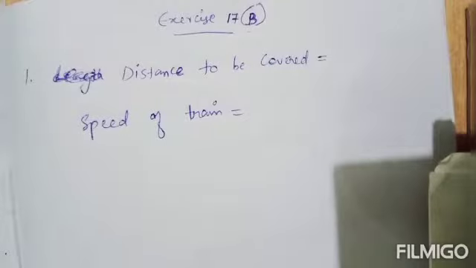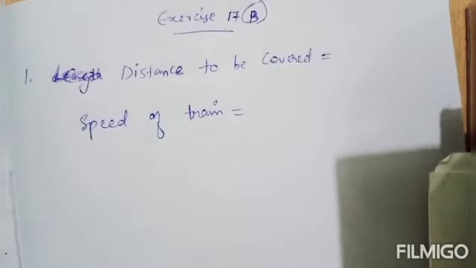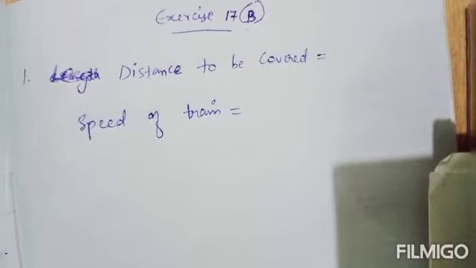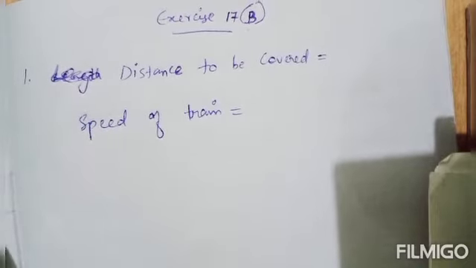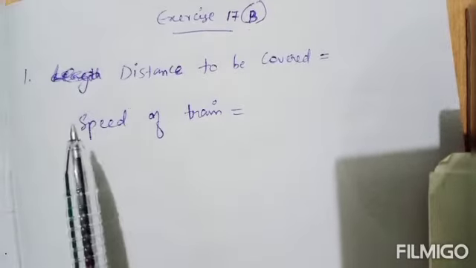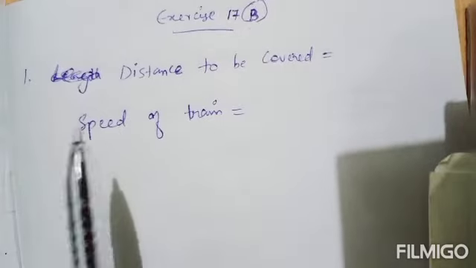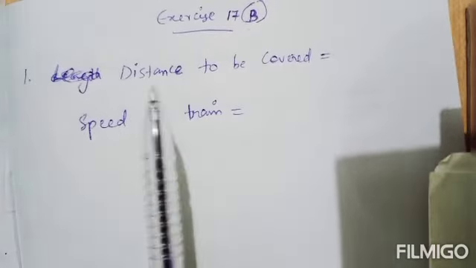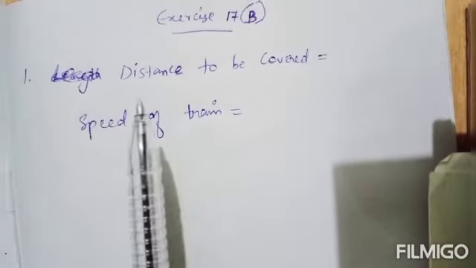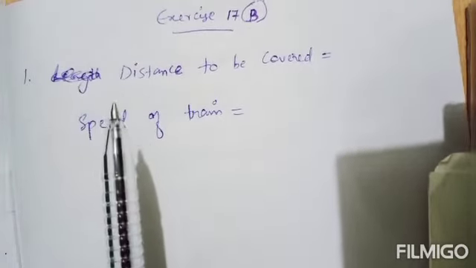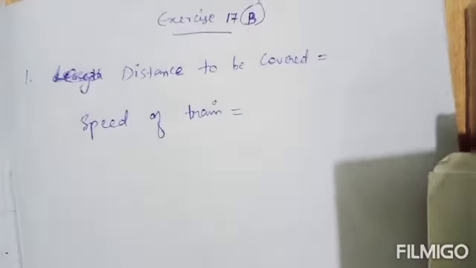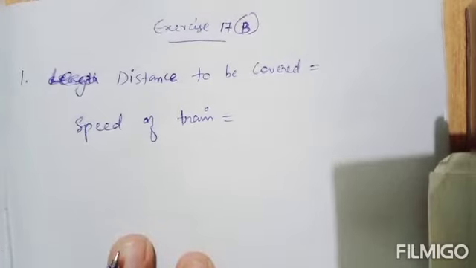Now exercise 17b, first question. A train 180 meter long is running at a speed of 90 km per hour. How long will it take to pass a railway signal? Okay, so here the train is passing a railway signal. If the train is passing a pole or any other stationary object, how should you take the minimum distance? The length of the train. So here the distance to be covered is the length of the train.